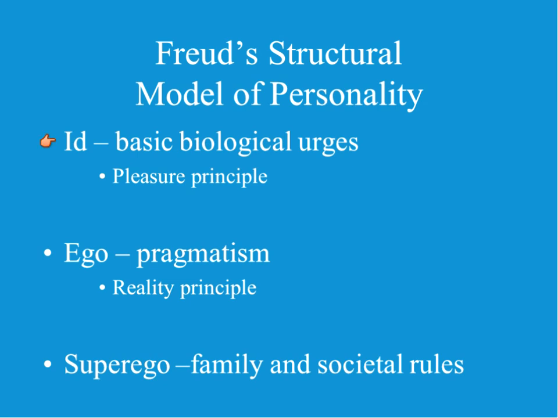Let's begin with id. Id is the most primitive part of personality, according to Freud's model, and it consists of all of your basic biological urges. So sexual impulses, hunger, thirst, aggressive or violent impulses, etc. Basic biological urges, and it adheres to something known as the pleasure principle.